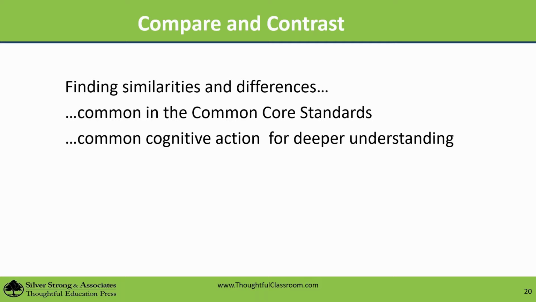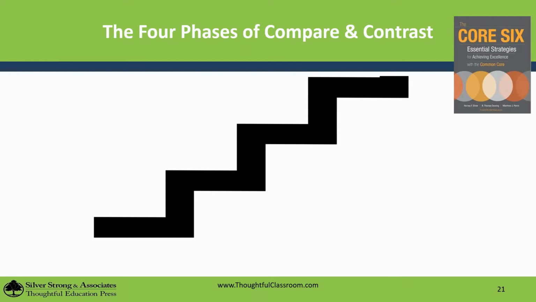Another strategy that we're going to take a look at in this transition is about comparing and contrasting. Finding similarities and differences is common. I believe it appears 60 or 65 times as a goal in the Common Core, but it's also a common cognitive action for deeper understanding. It's another thing that we do in life on a natural basis to try to understand. When we're learning something new, we compare it to something we already know, and we try to see how this fits into our understanding right from the beginning.